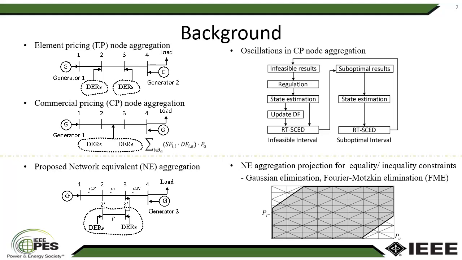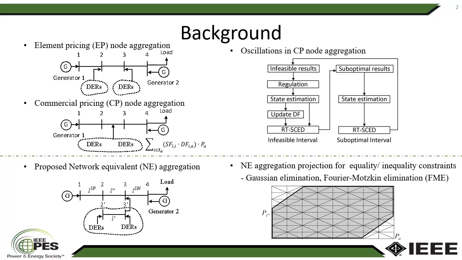Because the distribution factor for an aggregator is an estimated value before the final operation, the inaccurate distribution factor input into the market could result in the system getting an infeasible solution, a suboptimal solution, or a solution oscillating between the two conditions, which process is illustrated in the right diagram.